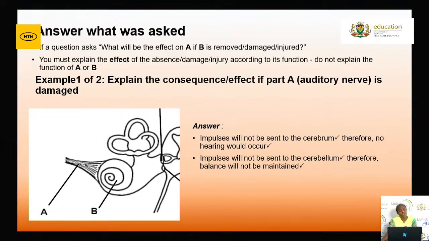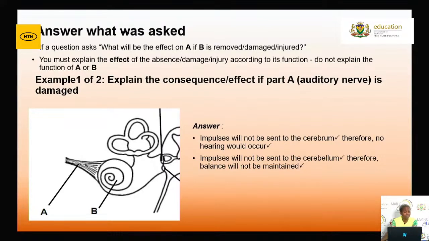Explain the consequences or effect if part A, according to this diagram that I'm having here. This diagram is based on the structure of the human ear. And part A, according to our diagram, refers to the auditory nerve. Do you still remember the function of the auditory nerve? Remember that it is to transmit the nerve impulse to where? To the part of the brain which is called the cerebrum for hearing. And then again, it transmits the nerve impulse to which part of the brain? To the cerebellum for balance.